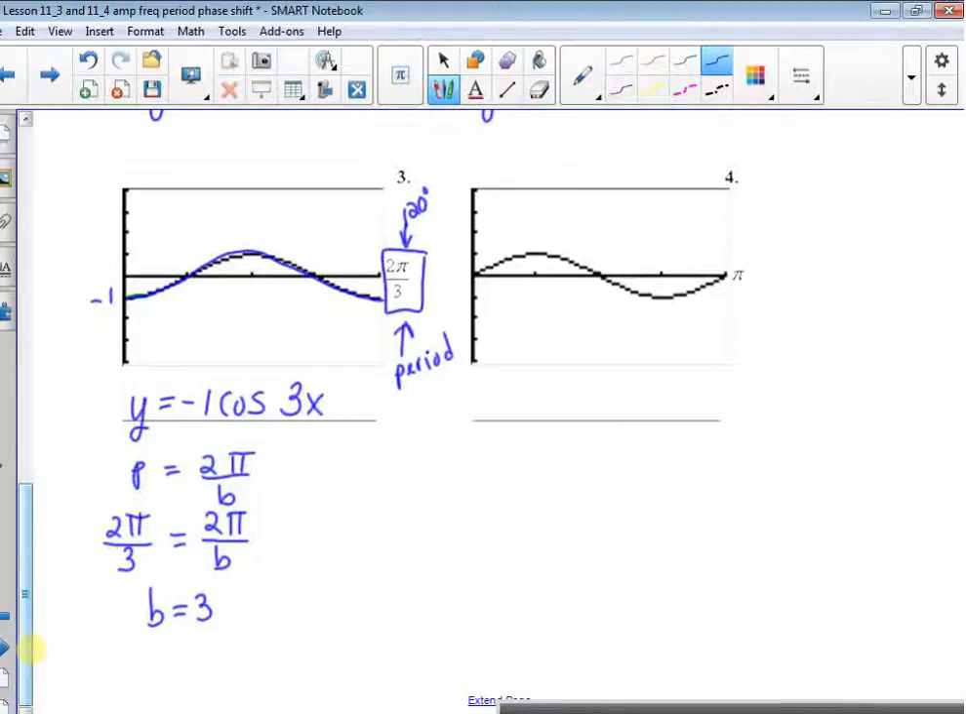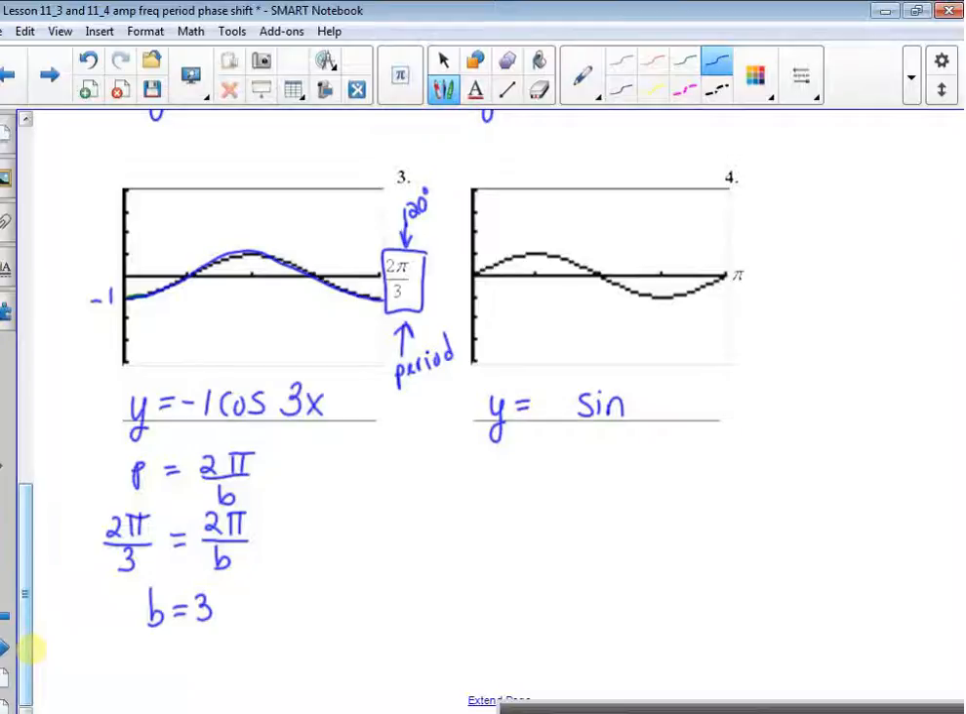The answer is 3x, but to make sense of this, I would get one curve in by 120, then there'd be another curve by 240, and then the third curve would be by 360. So that's why there's 3 for the frequency. And then the fourth example, it is starting at 0, so it's a sine curve.